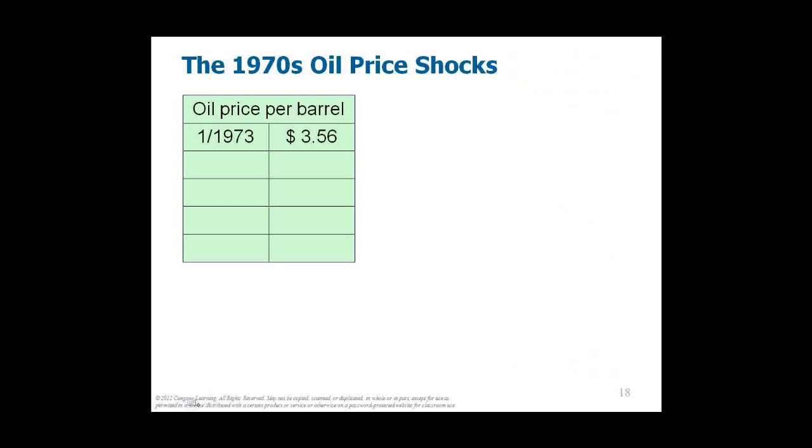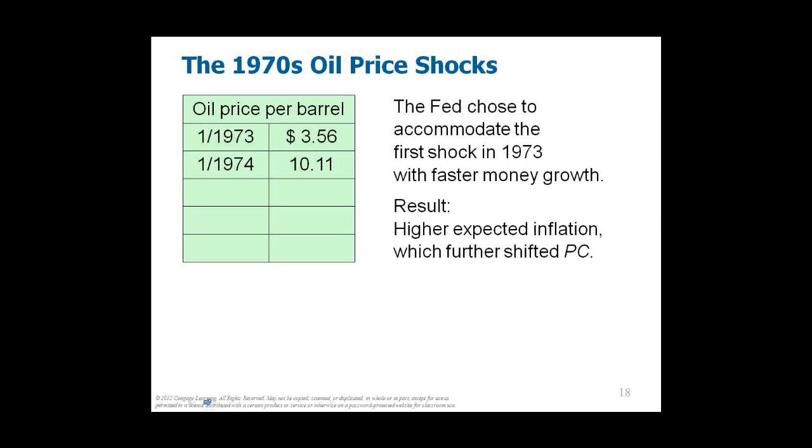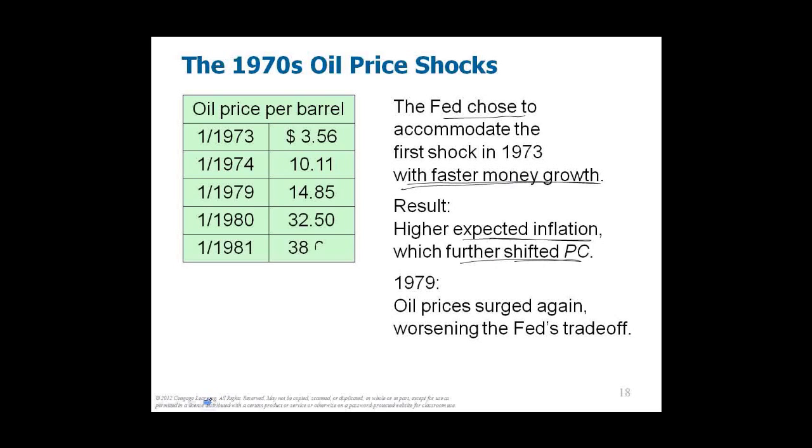If we look at some price levels here for oil, and we want to talk about a price shock, we can see it here: $3 to $10. And so the Fed responds. The Fed sees this as a major problem, and so they're going to cause the money supply to grow. And of course, this causes expected inflation which further shifts the Phillips curve. And the prices keep going up, and it makes the trade-off even worse.